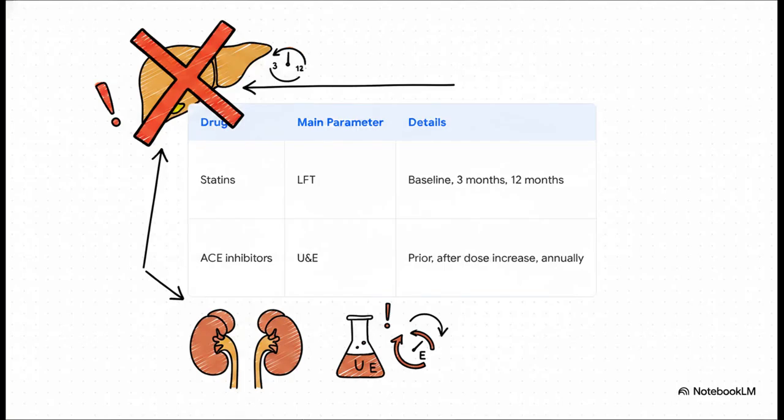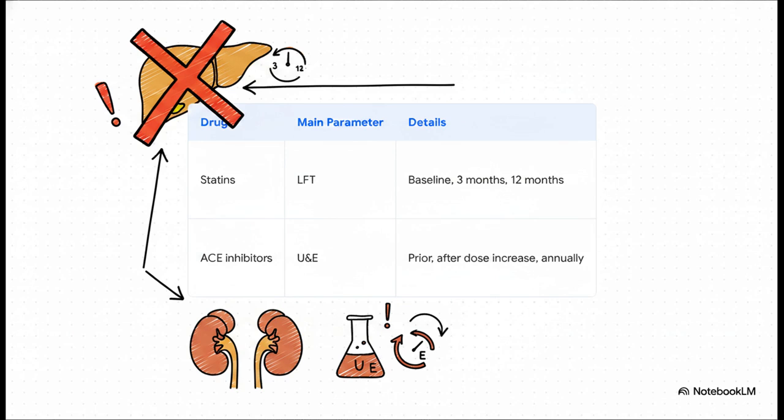Now, what's super interesting here is the contrast in scheduling between 2 incredibly common primary care drugs, statins and ACE inhibitors. For statins, your main focus is the LFT, and the schedule is super rigid: baseline, at 3 months and at 12 months. But look at ACE inhibitors.